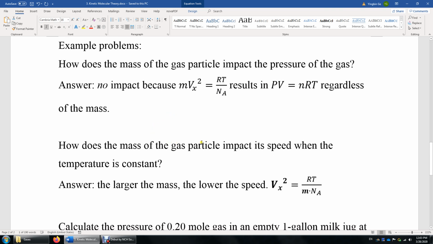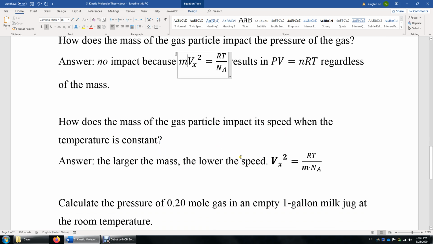However, the mass of the gas particle does impact its speed because, very simple, this is a constant. If the temperature is constant, mvx squared is a constant. And then the heavier the gas particle, the smaller the vx squared, therefore the smaller vx is. This is a qualitative question. The larger the mass, the lower the speed.